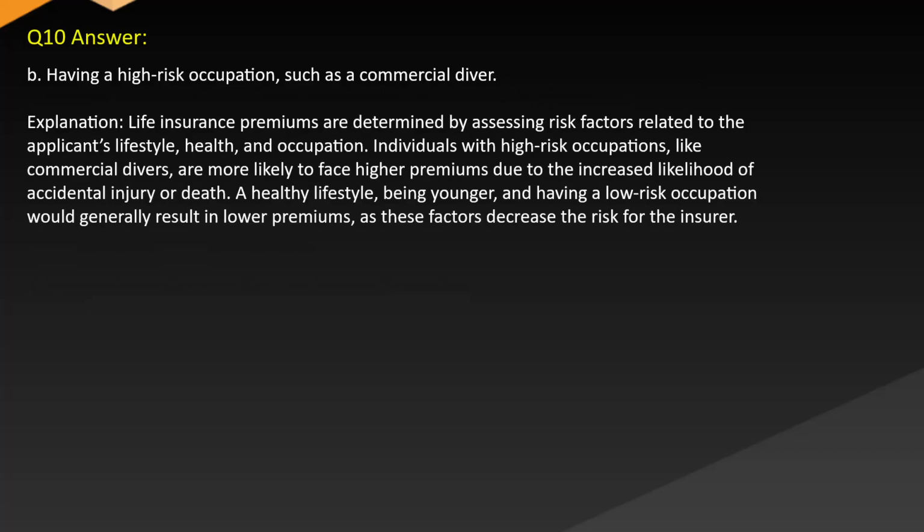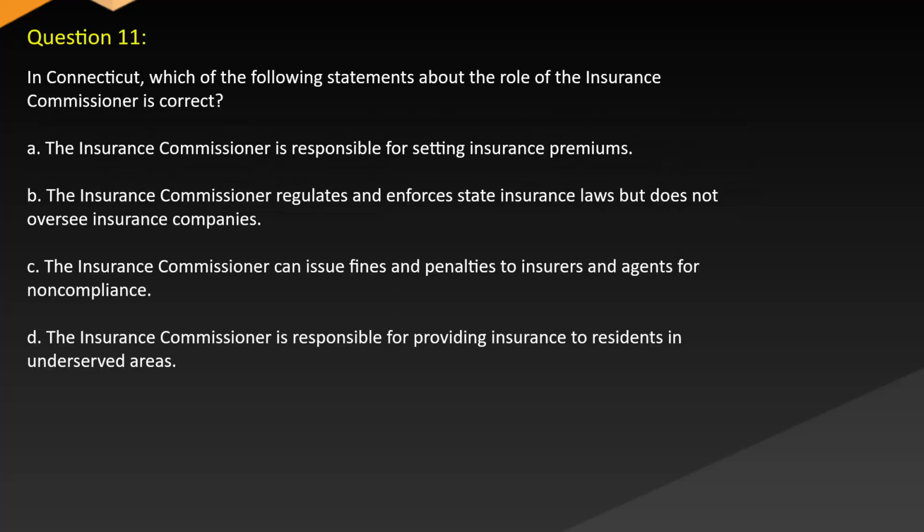Answer: B. Having a high-risk occupation such as a commercial diver. Explanation: life insurance premiums are determined by assessing risk factors related to the applicant's lifestyle, health, and occupation. Individuals with high-risk occupations like commercial divers are more likely to face higher premiums due to the increased likelihood of accidental injury or death. A healthy lifestyle, being younger and having a low-risk occupation would generally result in lower premiums, as these factors decrease the risk for the insurer.